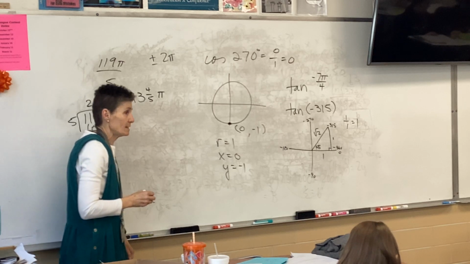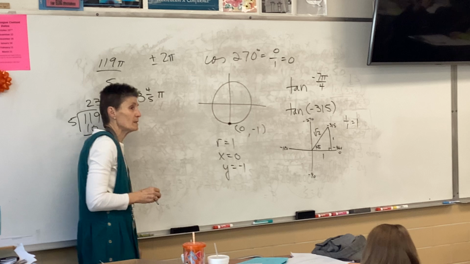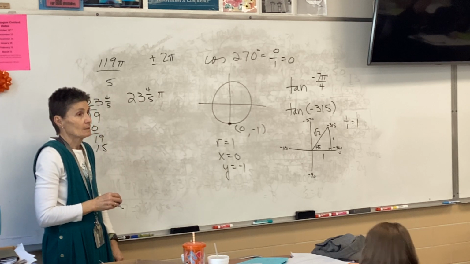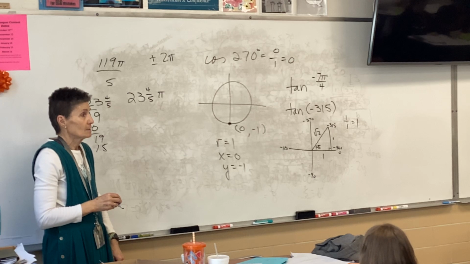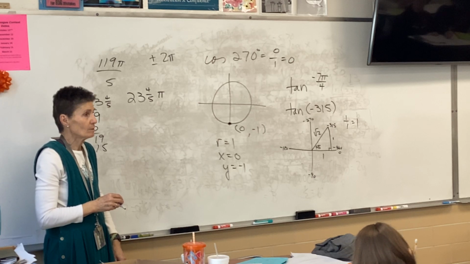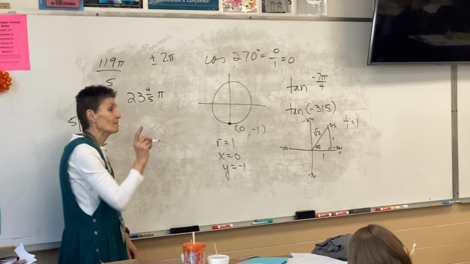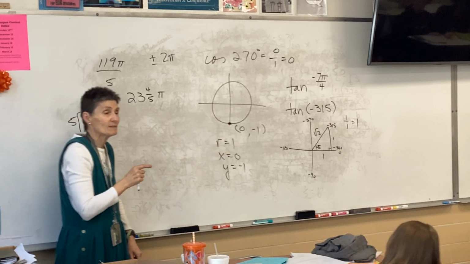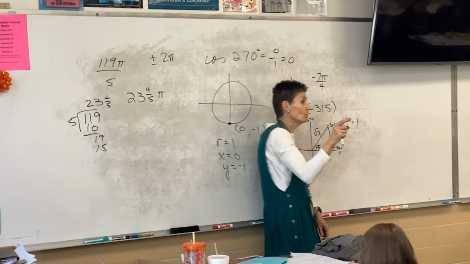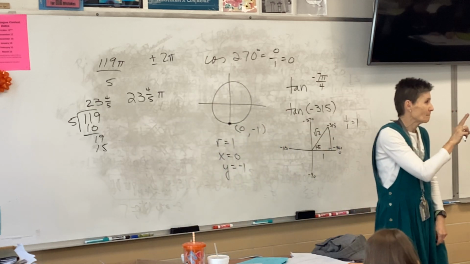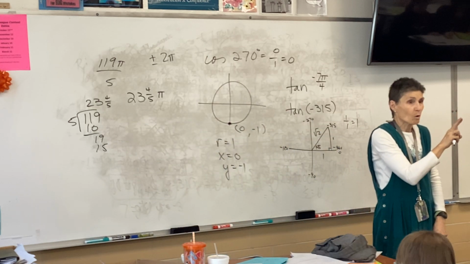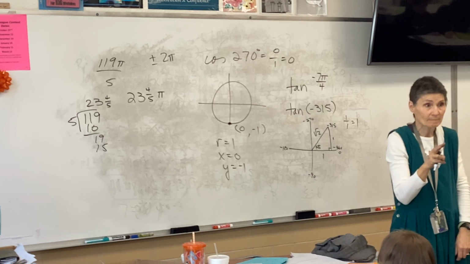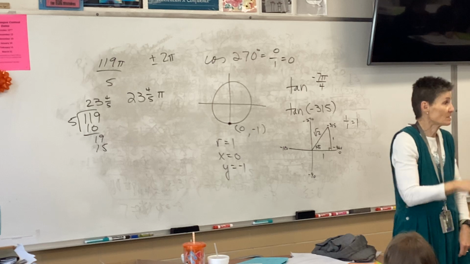Now tell me about 23 4/5 pi. Is it more than once around? Yes, it goes around 11 times. How come it goes around 11 times? Because every loop is 2 pi's. So in 11 loops, it would be 22 pi's. So spin, spin, spin, spin, spin.